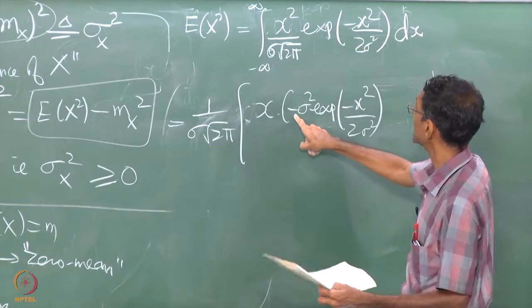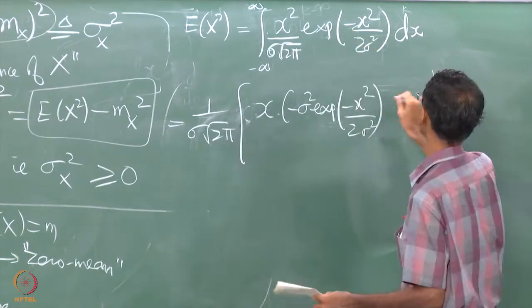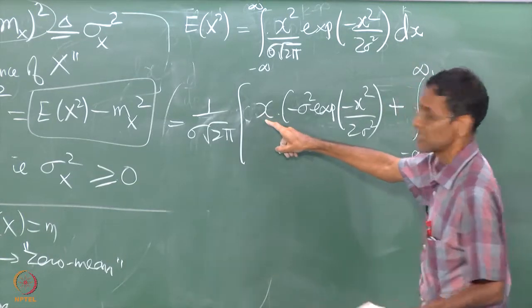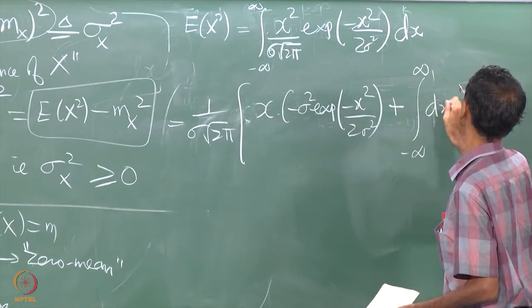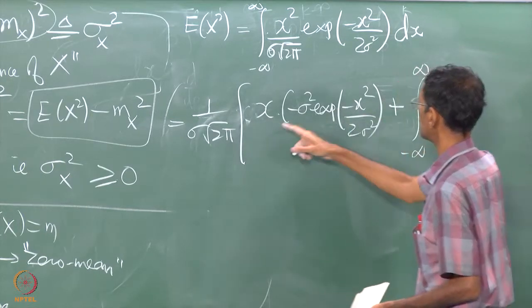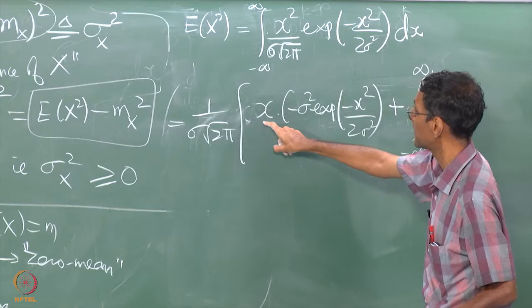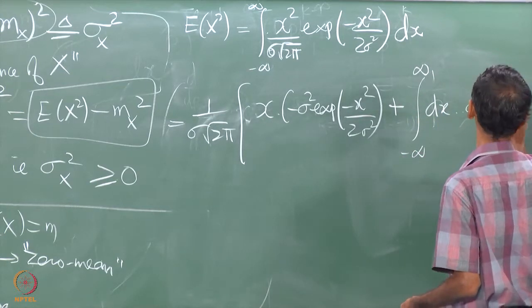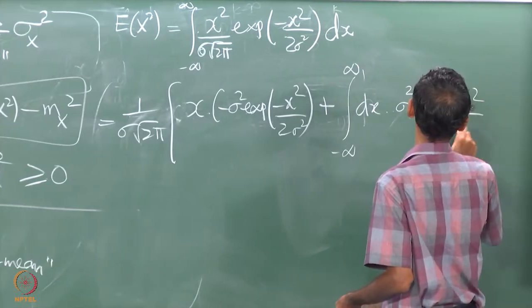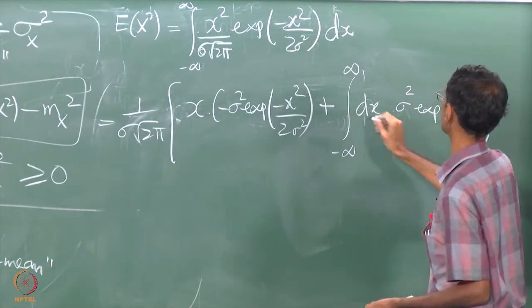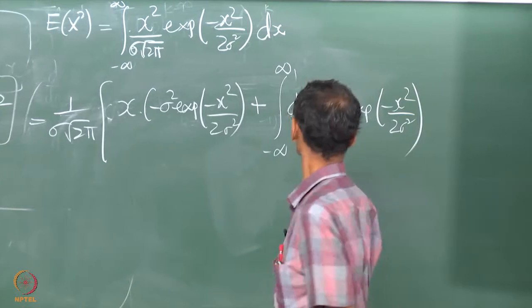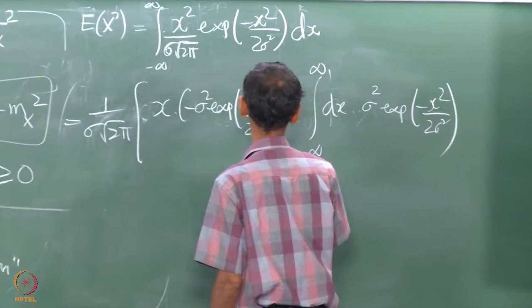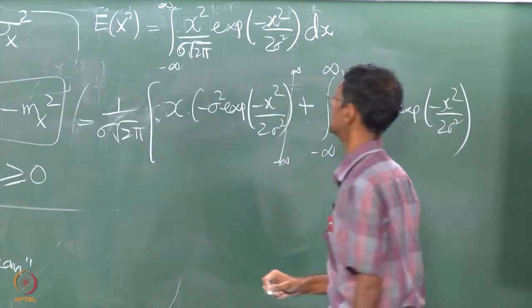There is a minus sign here because there is a minus sign here, and it becomes plus the integral from minus infinity to infinity of the derivative of this, which is dx, right, uv minus v du, this is my v, dx, into sigma squared into e power minus x squared by 2 sigma squared. And the first term is evaluated between minus infinity and infinity.